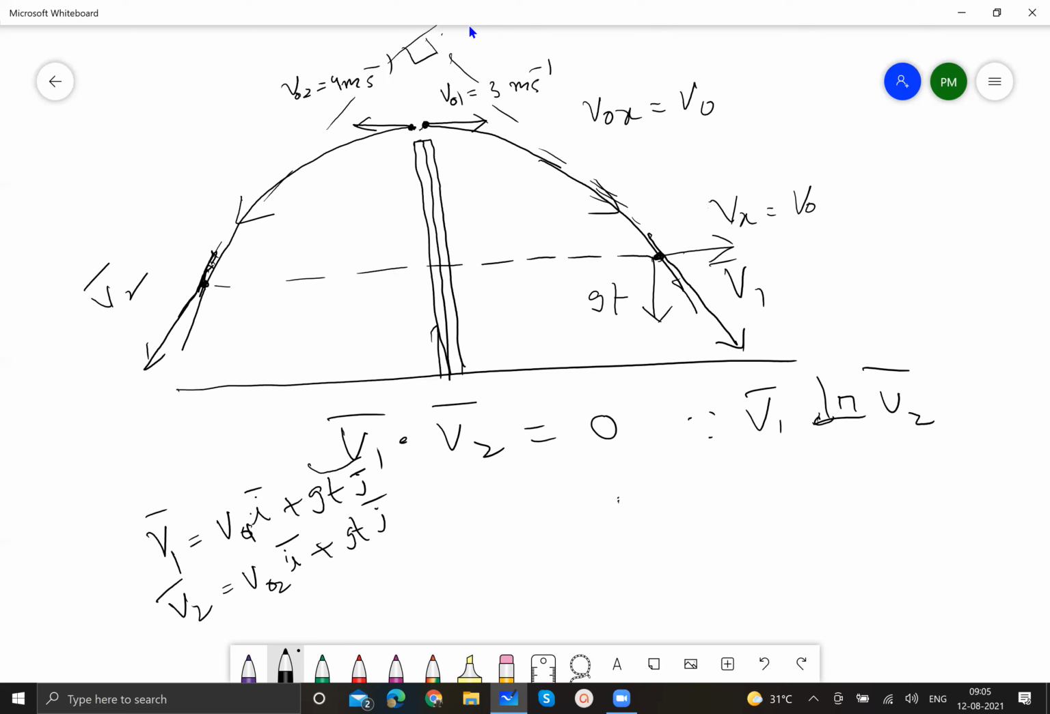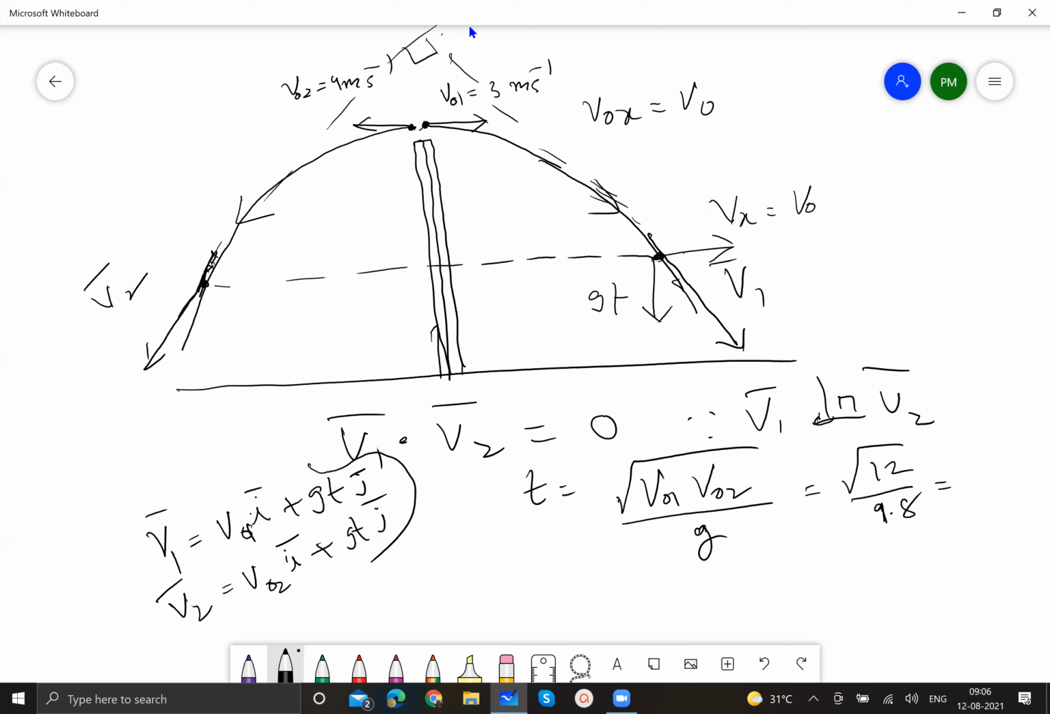Substituting and keeping it in this, we'll finally get t equal to root of V01 into V02 by g. So it is root of 12 by 9.8, so this is 4 into 3, root 3 by 4.9 seconds.